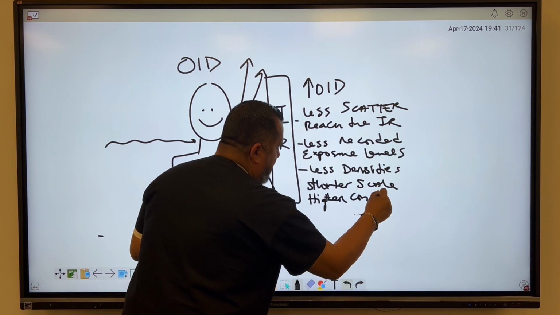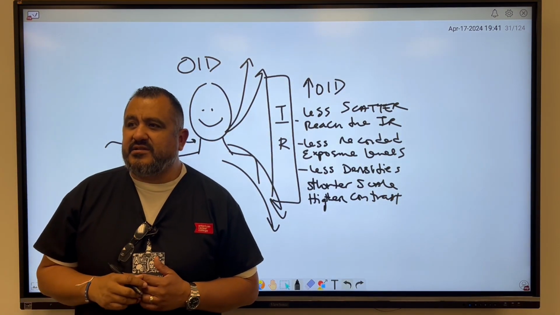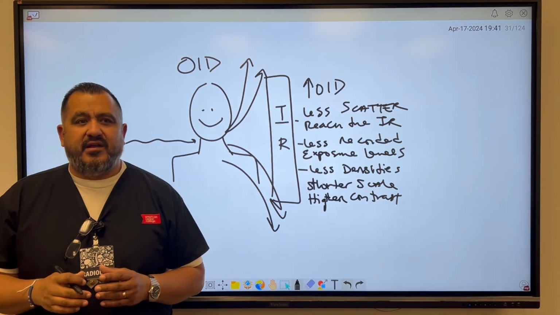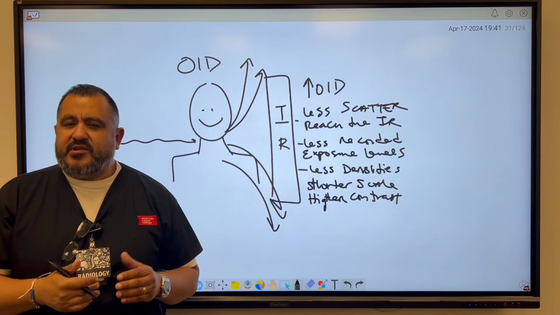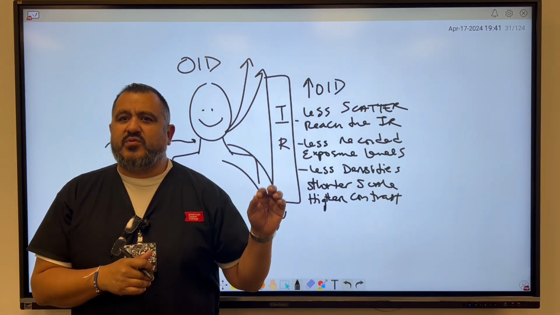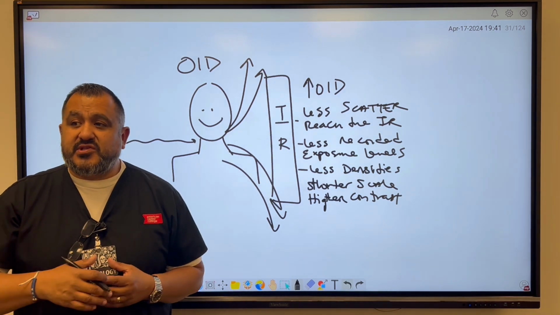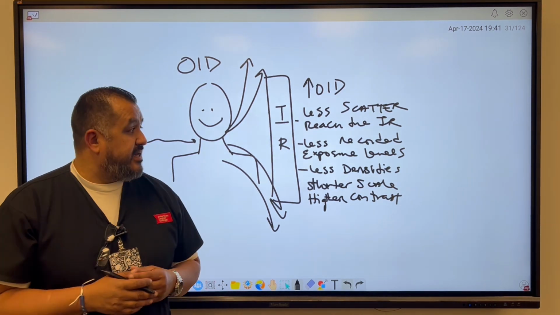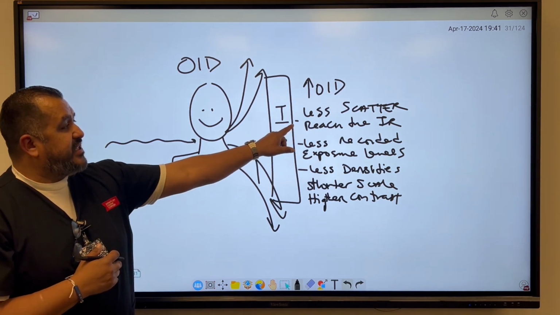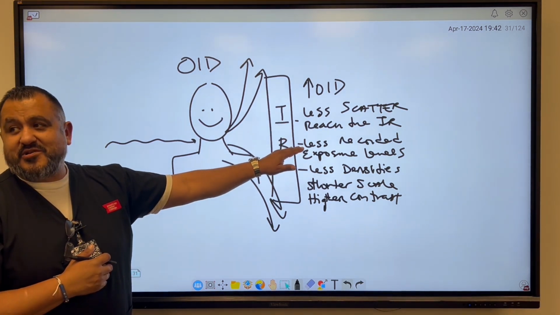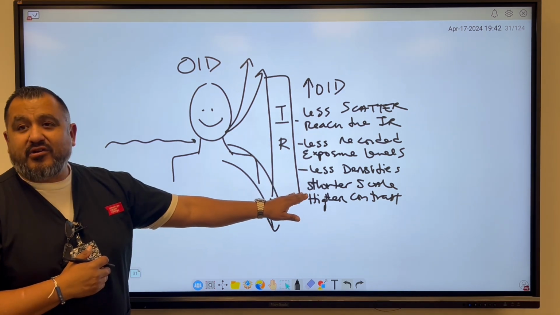All right. And again, I would refer back to the ART outline, the content specification outline. There's a chart on there. I can't remember the page. I think it's page 7. Don't get me wrong. But there's a chart, and it tells you what exactly affects what. But in the newer ART outline, they remove contrast from it. So that's why I'm still going over it with you right now. Now, increase of OID, you're going to have less scatter reach the IR, less recorded exposures. You're going to have less densities, shorter scale, higher contrast.